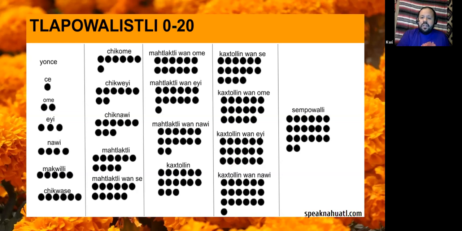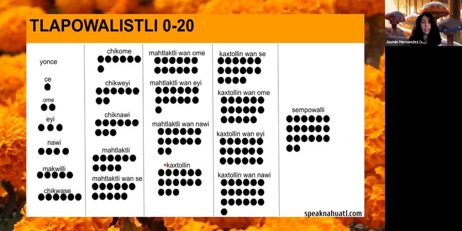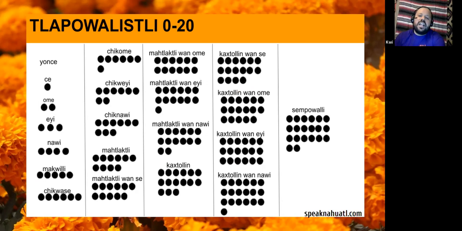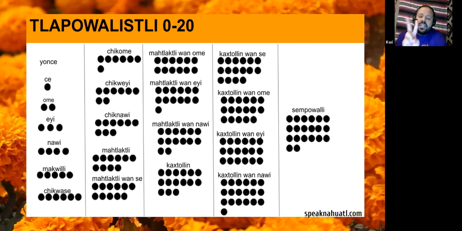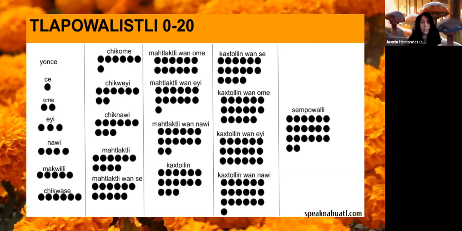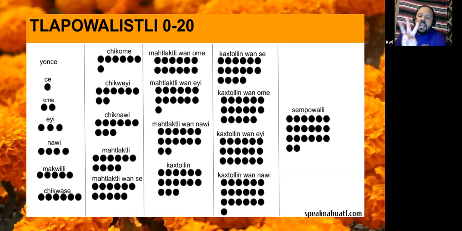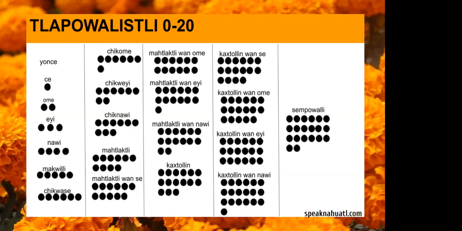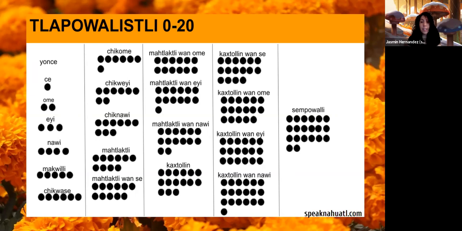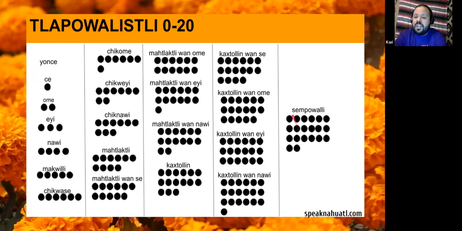Kena, let's count from 15 to 19. So we have 15, right? So I guess we can do it with the hand three times. Kashtolin. Kena. Can you repeat after me? Kashtolin. Kena. Right, so we have 15, let's put them to the side. Kashtolin wan se. And 16. Kashtolin wan ome. And 17. Kashtolin wan eyi. Kashtolin wan nawi. And so that's 19.